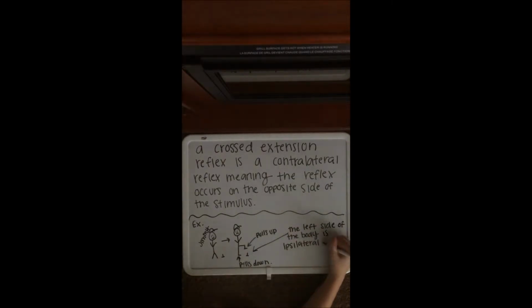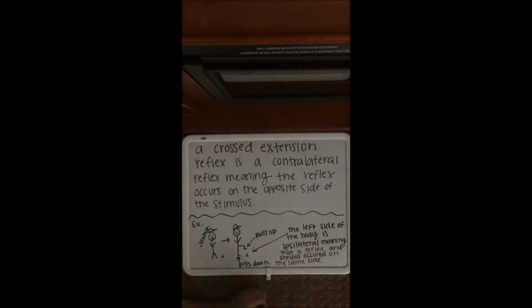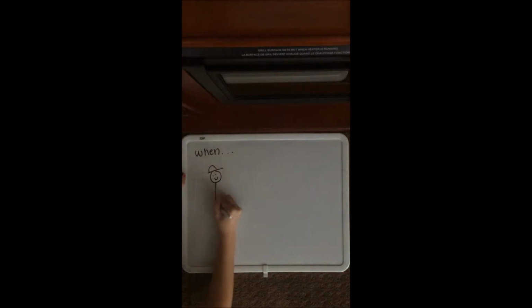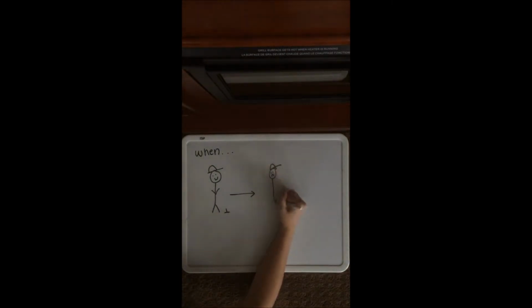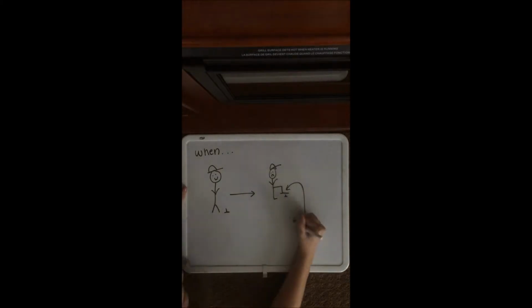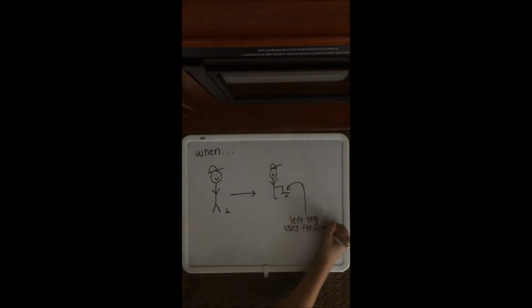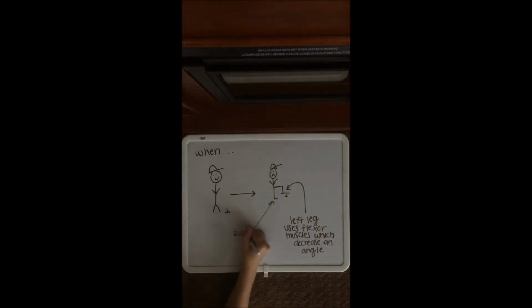The left side of the body where the stimulus occurred is the ipsilateral, meaning that the reflex and stimulus occurred on the same side of the body. When Jimmy steps on the tack, the left leg will pull up using the flexor muscles, meaning it decreases in angle. The right leg uses extensor muscles, which increase in angle as it extends downward.